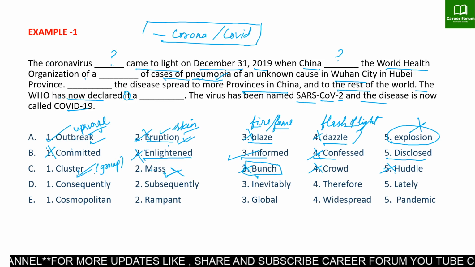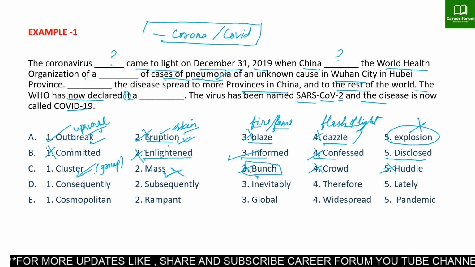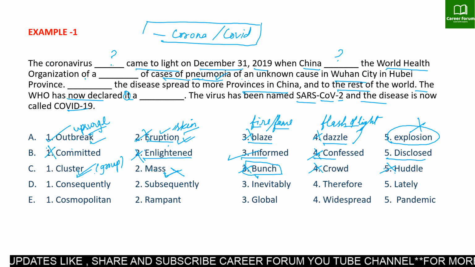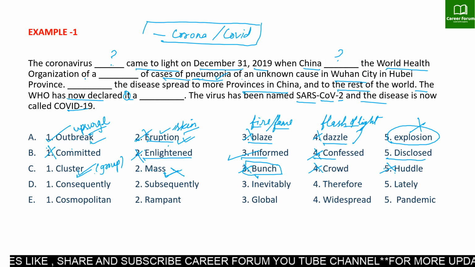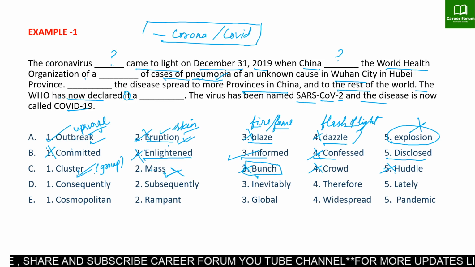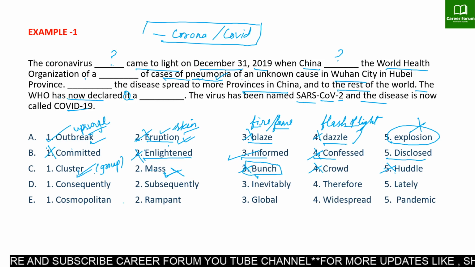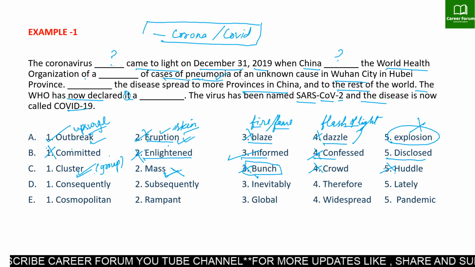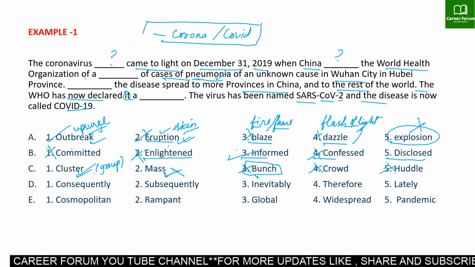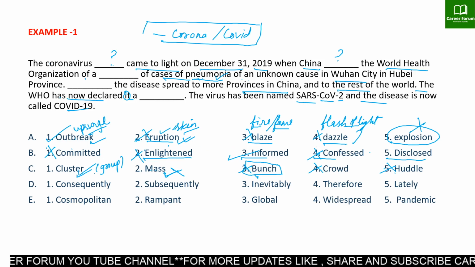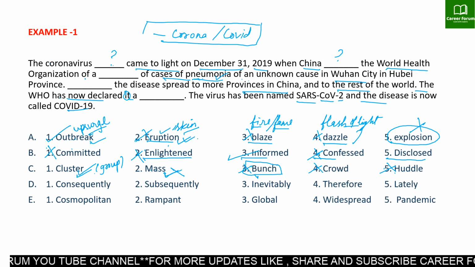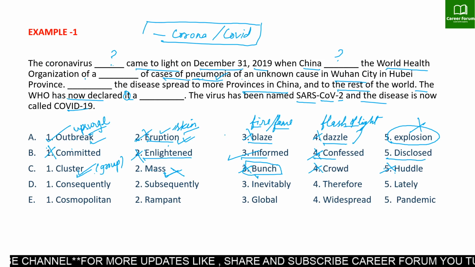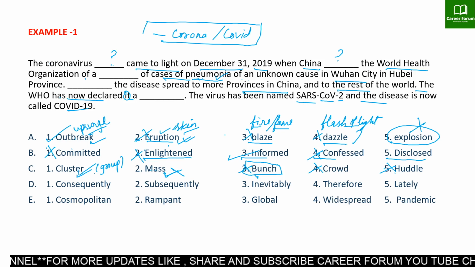So the sentence reads as: the coronavirus outbreak came to light on December 31, 2019 when China informed the WHO of a cluster of cases of pneumonia of an unknown cause in Wuhan city. Then the sentence says, after the full stop, the disease spread to more provinces in China and to the rest of the world.